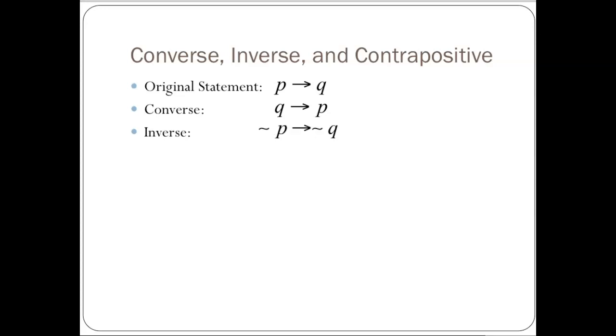Next we have the inverse. The inverse is if not P, then not Q, negating both P and Q in the original statement. And you might be able to guess what the last one is, the contrapositive. You are negating both P and Q in the converse. So not Q implies not P. Let's go over what is going to be true and what is going to be false.